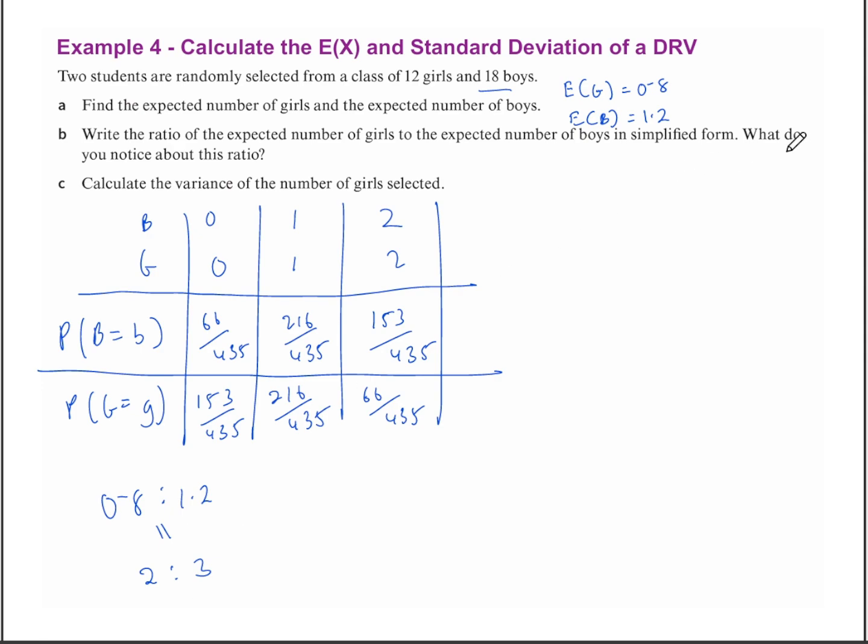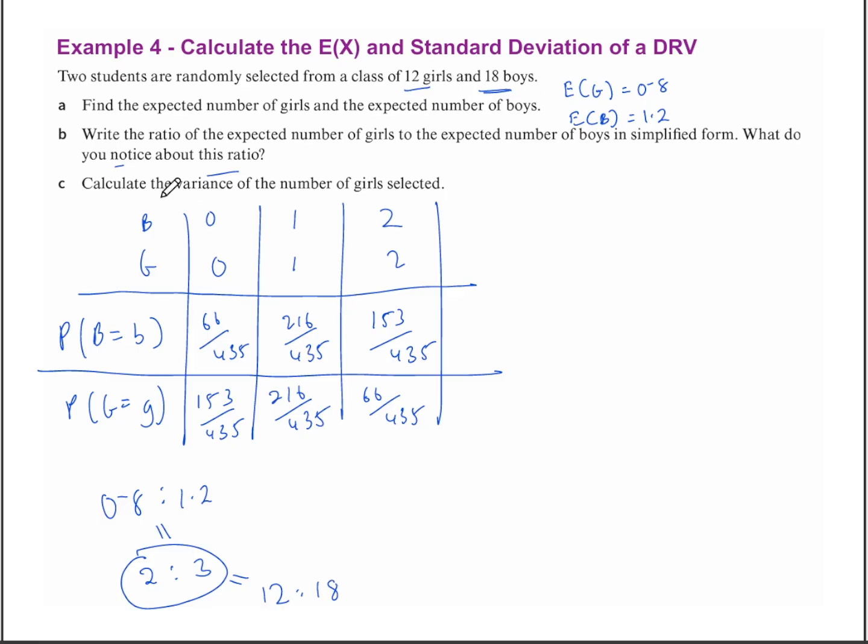And then they ask us if we notice anything about this ratio. If you see carefully, 2 ratio 3 is exactly the same as 12 ratio 18, which was the ratio of the number of girls to the number of boys. Therefore, the ratio of the expected values is equal to the ratio of the number of girls and boys in the class as well.